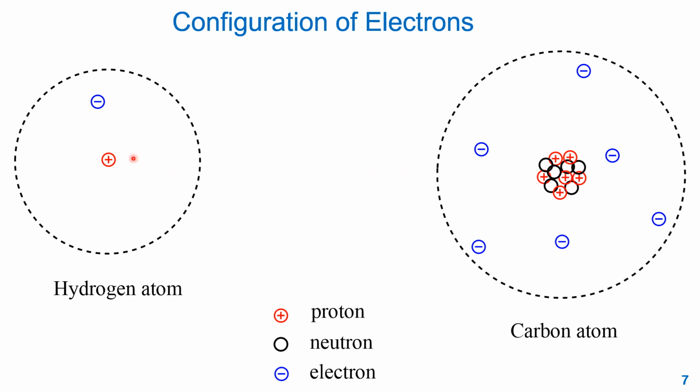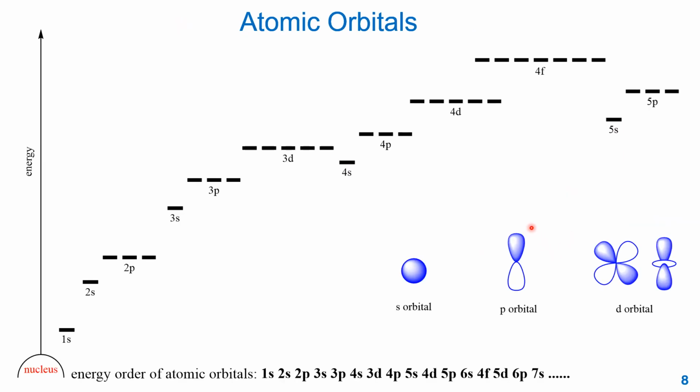This shows the electrons number and the protons number again. So hydrogen, there's just one electron. For carbon, there are 6 protons, so there are 6 electrons outside. If there are more electrons, the structure or configuration will be more complicated. So we'll see the orbitals first. The energies of those different orbitals are different.